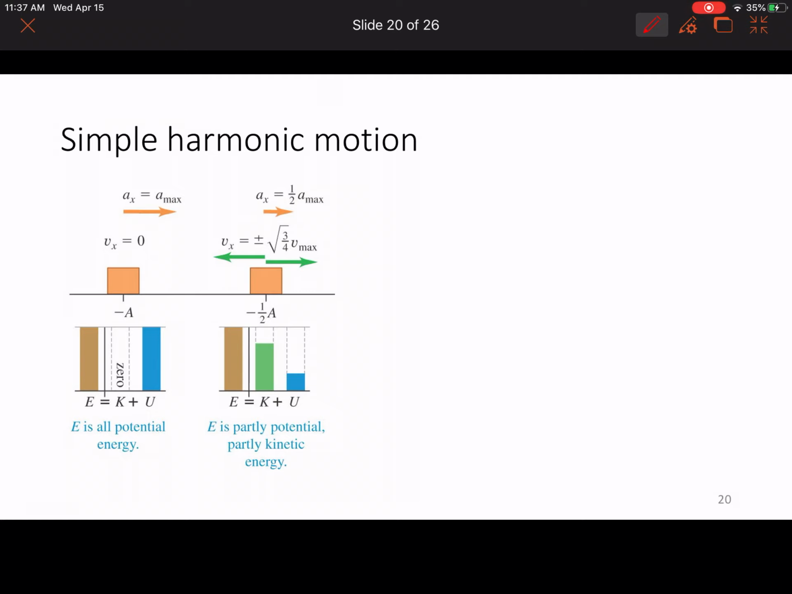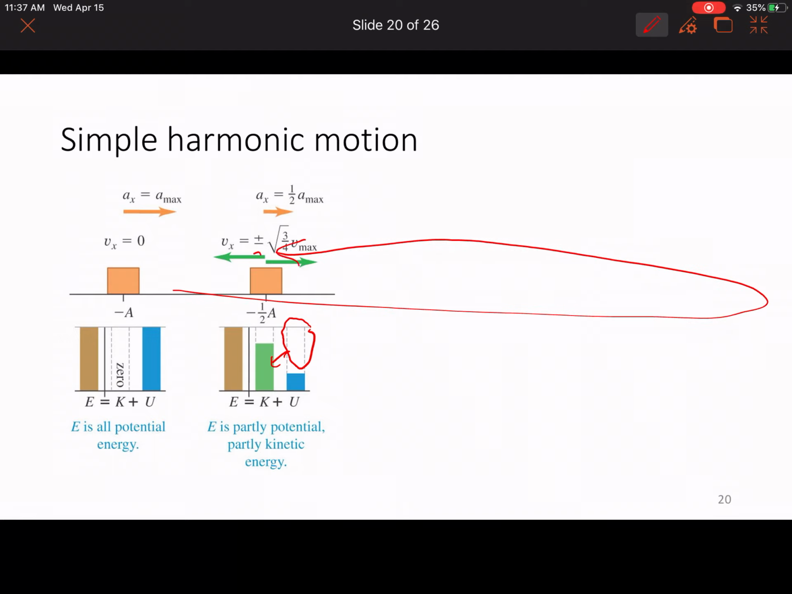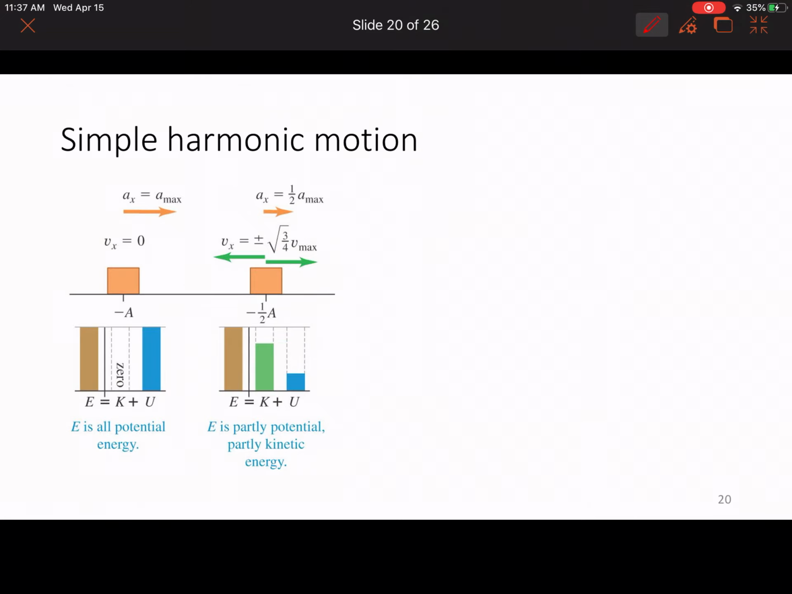As it goes towards equilibrium, it's going to speed up a little. It's going to pick up some velocity. So for example, if I'm at half my maximum position or half my maximum acceleration, my velocity will be non-zero. Here, I've taken some of that potential energy and I've moved it into kinetic energy. It's speeding up as it goes towards center. And notice as it oscillates back and forth, eventually it's going to come back and it's going to come through this exact same position moving to the left. So my speed, if you solve the math, is always square root of 3 over 4 v max.